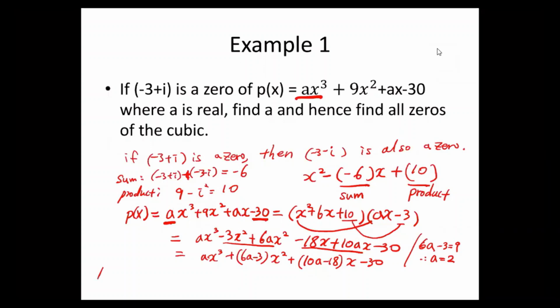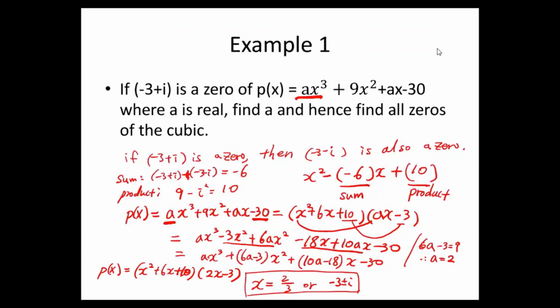So my conclusion is, okay, I now can factor. P(x) is going to be the product of the quadratic x squared plus 6x plus 10 multiplied by a linear factor of 2x minus 3. Okay, can we find all the zeros now? x is going to be either 3 over 2 or negative 3 plus or minus i. Okay, so you just found an answer. All the factors, these are going to be your answers. Can I move on? Any questions so far? No. Okay.